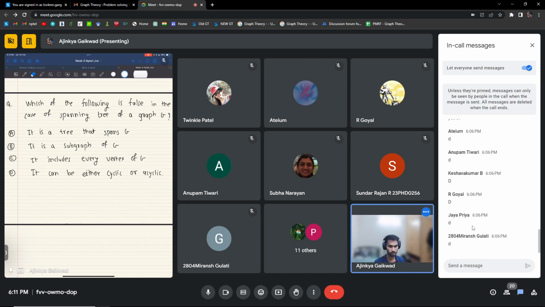Second, it is a subgraph of G. Well, yes, because I'm not adding any new edges to my graph G. I'm just deleting a few edges. So this is a subgraph. Third, it includes every vertex of G. This is true by definition. A spanning tree always contains all the vertices. And finally, option D is incorrect, like many of you said, because by definition, a tree is acyclic. It cannot be cyclic. Therefore, a spanning tree should also be acyclic, and there should not be any cycle. So option D is wrong. A, B, C are correct.